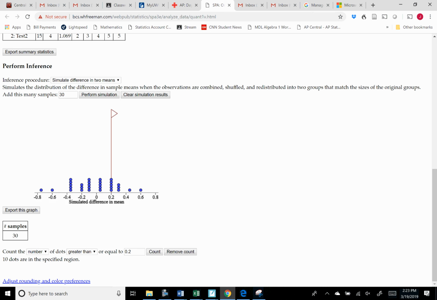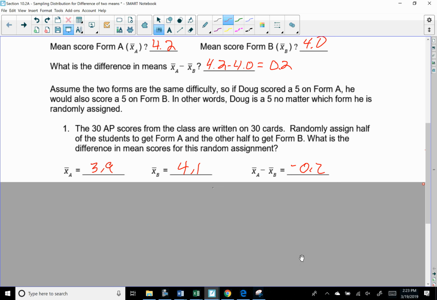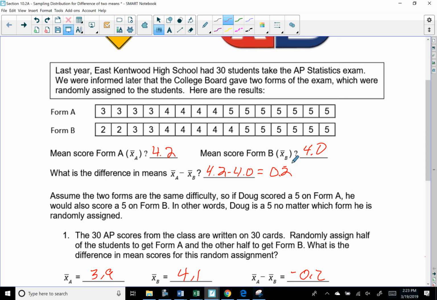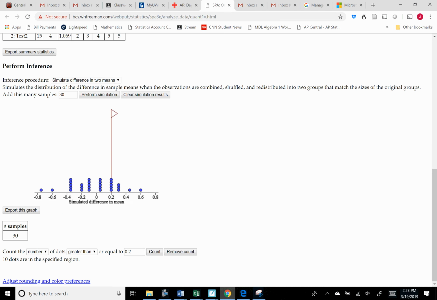So in our case, we are trying to find if getting a solution of 0.2 or greater is kind of a common thing. Is it rare that it happens, or is it not? So we hit count, right? And according to this simulation, it says there are 10 dots in that specified region.